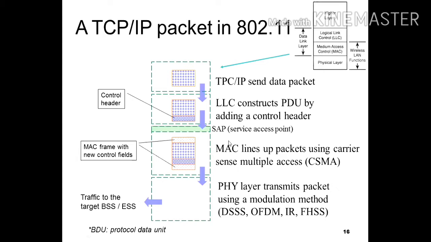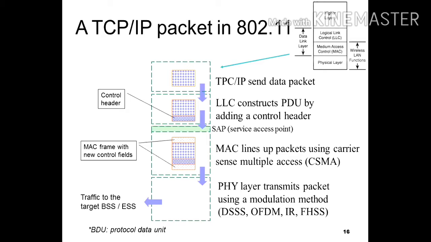So a TCP/IP packet in 802.11. Here, this is the physical layer, this is the data link layer, this is the network layer, and this is the transport layer. Whatever message is coming from the transport layer is converted into a packet in the network layer. That packet is given to the MAC layer, and the MAC layer will form a MAC PDU. A MAC layer PDU is called a protocol data unit, and that frame is handed over to the physical layer. Now, the physical layer will form a frame, and that frame depends upon what type of modulation scheme you have used in the physical layer.